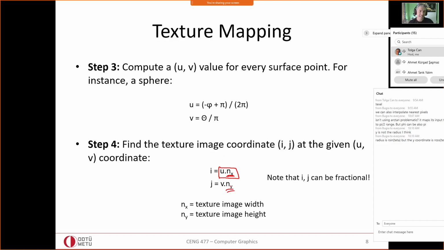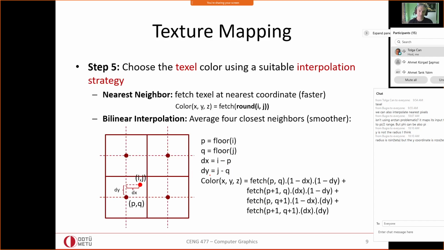So this is how we get the pixel coordinates on the texture image. And this is the texture image width, texture image height. Since at the end, after you multiply it like this, i and j can be real valued fractional numbers, as I gave the example, 23.4, 37.8. So we need a mechanism to make these ij coordinates discrete. And those are the two strategies that we have mentioned.